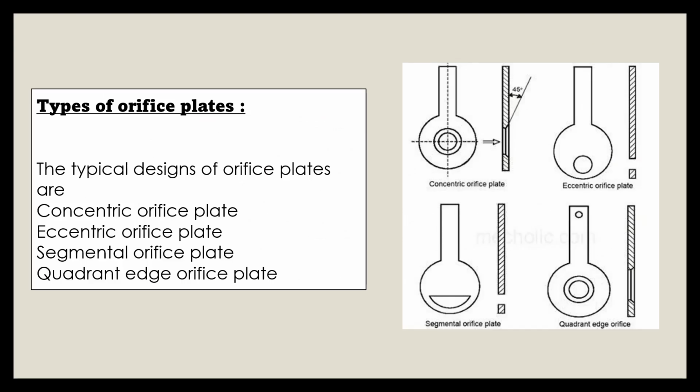Types of orifice plates. The typical designs of orifice plates are concentric orifice plate, eccentric orifice plate, segmental orifice plate, and quadrant edge orifice plate. Concentric: it is by far the most common and mostly used in processes, but not recommended for use on slurries or highly corrosive processes. Eccentric plates are used for liquids that contain gases or solids.